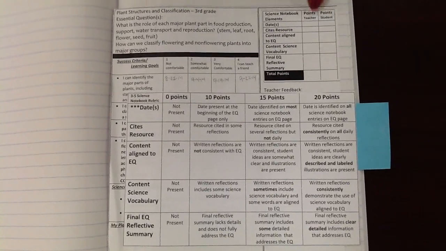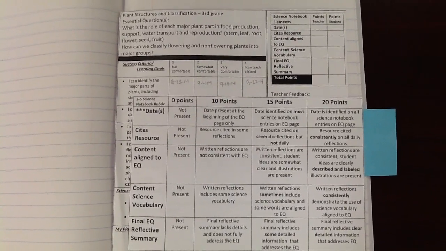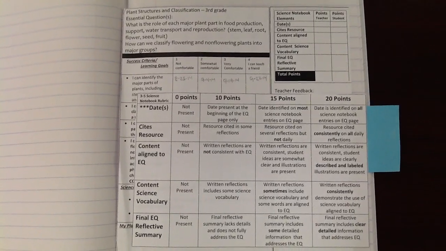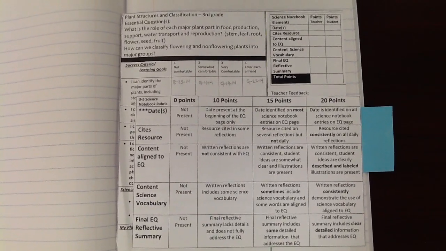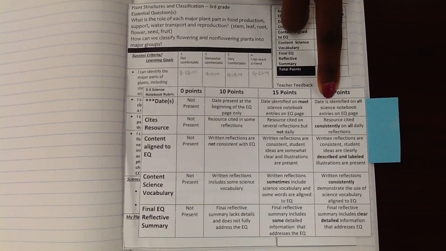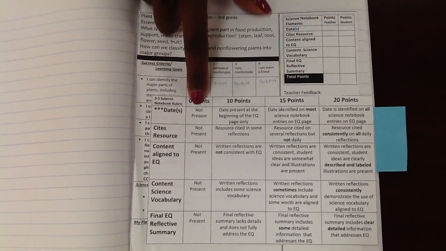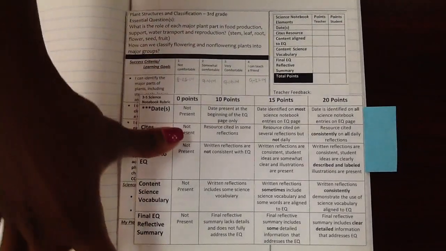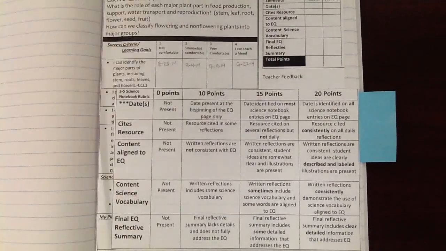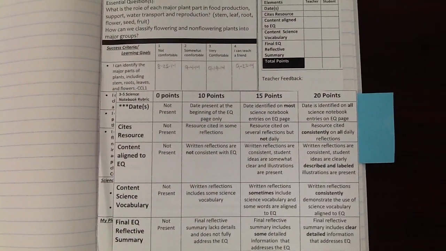This is where the teacher can put their points. And it's a nice conversation piece if you have a student who's rated themselves at a 20 for putting all their dates, but you notice that they didn't have any dates. So this is a good reference for conferring with them about their journals as well.